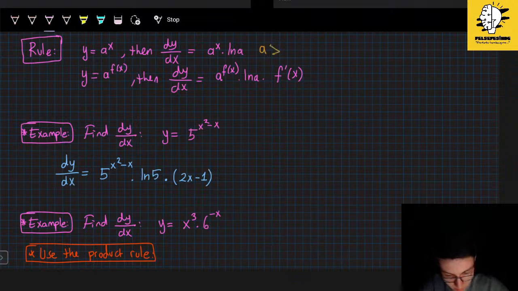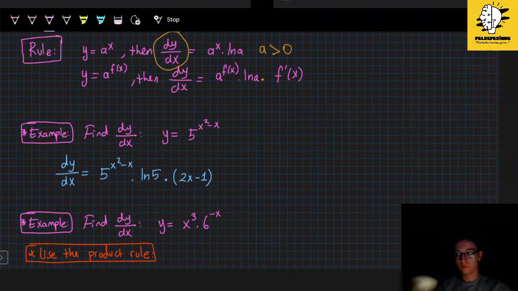Okay, so the formula tells us that dy over dx is equal to a to the power of x times ln a. And if we have a function instead of only x, then it is going to be a to the power of f(x) times ln a. A doesn't change, but as an extra, we take the derivative of f(x). Okay? So let's solve the first example.